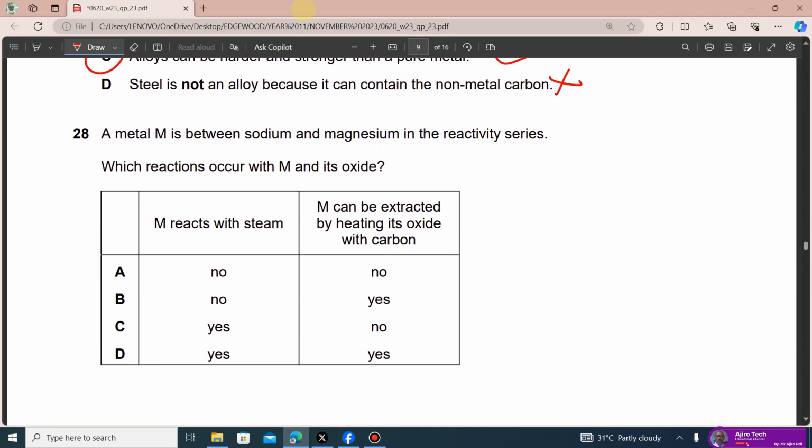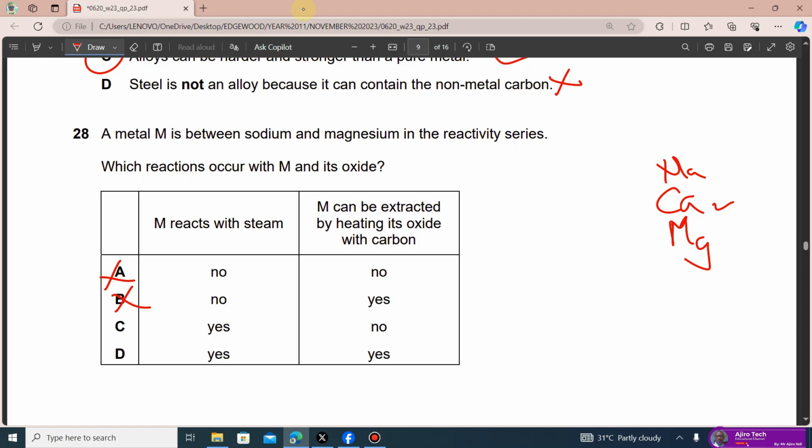A metal M is between sodium and magnesium in the reactivity series. So we have sodium and we have magnesium. Metal in between them should likely be calcium. So which reactions occur with M and its oxide? Now, does calcium react with steam? Yes, calcium reacts with steam. So options A and B are wrong.